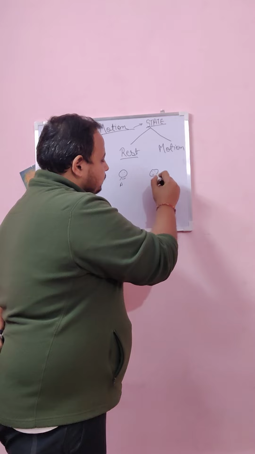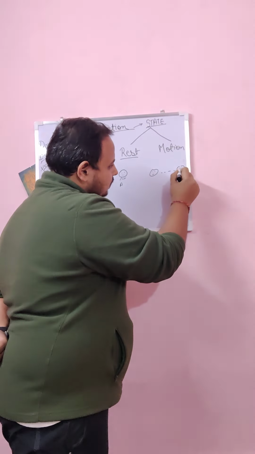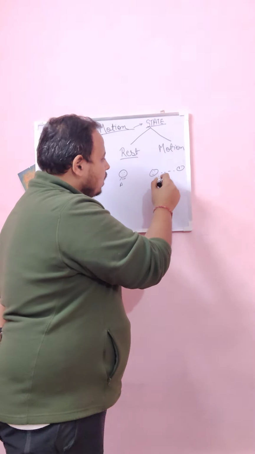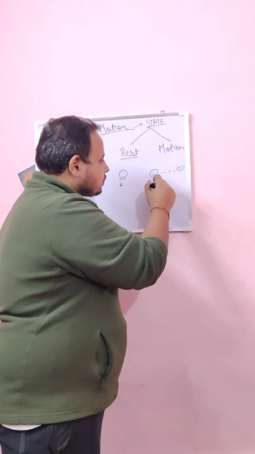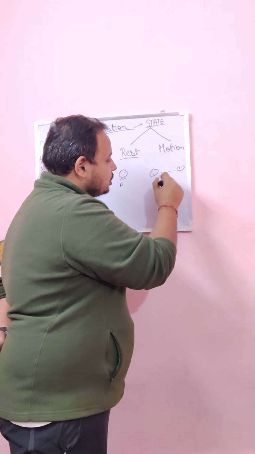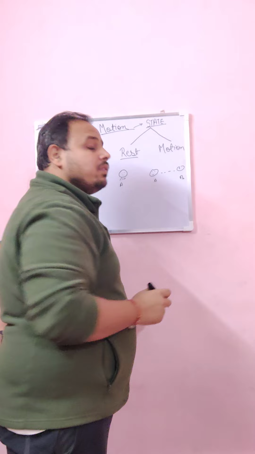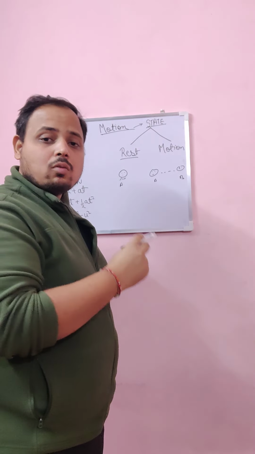For example, we have a ball and I have applied some force on this ball. And this ball changes its position from point A to point B, then we can say that the object was in motion, the ball was in motion.